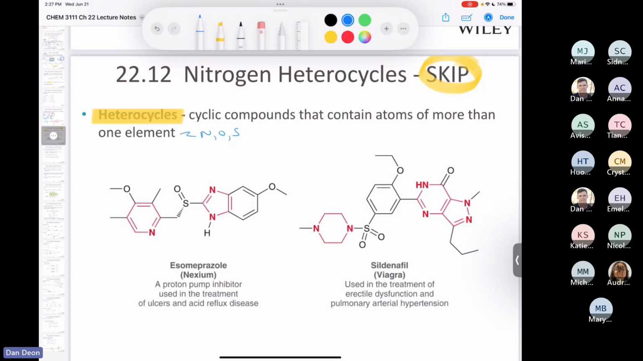And you can see whether it's Nexium or Viagra, right? They both have several heterocycles in them. And you probably recognize a pyrimidine, right? There's a pyrimidine here. If you studied biology at all and you've studied DNA and RNA, you've probably learned the purines and the pyrimidines. And here we have a pyridine. You've got morpholine, piperidine. This is called piperazine, the name of this ring here.